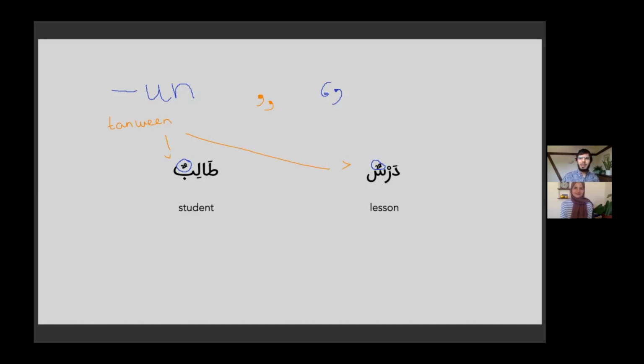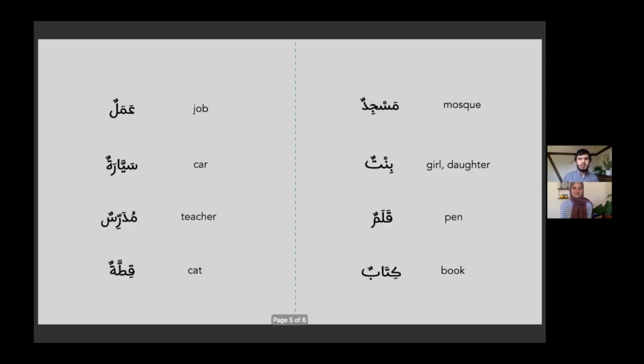Let's clear the screen here and move over to the next slide, and we've got a whole list of 8 nouns here. I'm going to go ahead and read the first column here. We have amalun, sayyaratun, mudarrisun, and qittatun. And over your side, Ella? Masjidun, bintun, qalamun, and kitabun. Brilliant. And as we can see, they all end in that tanween, in that dammatain.